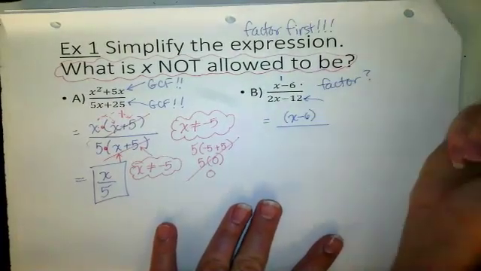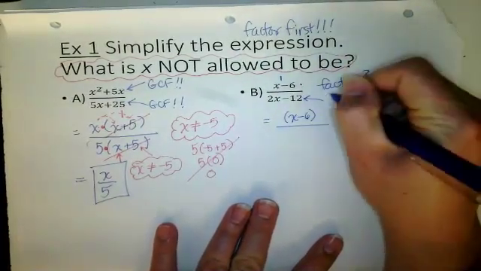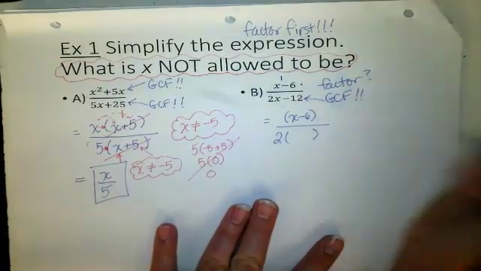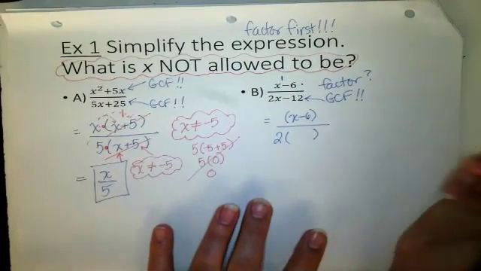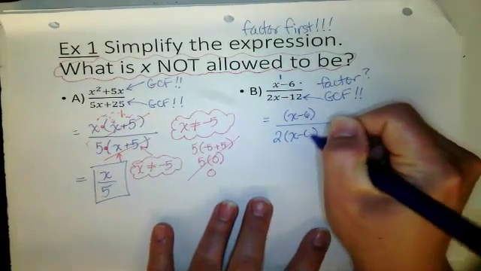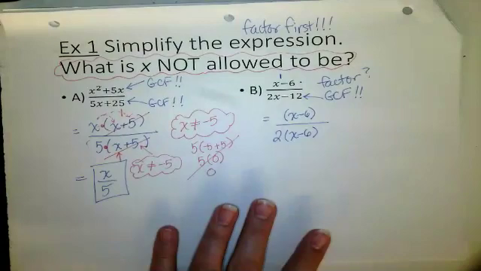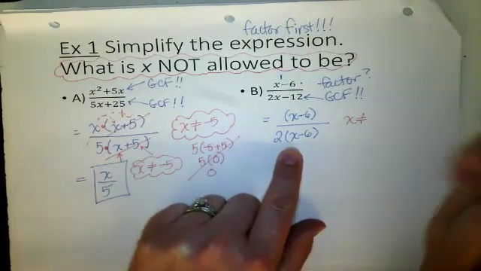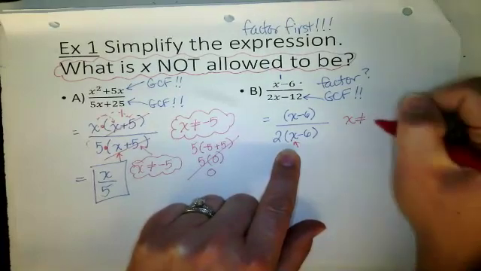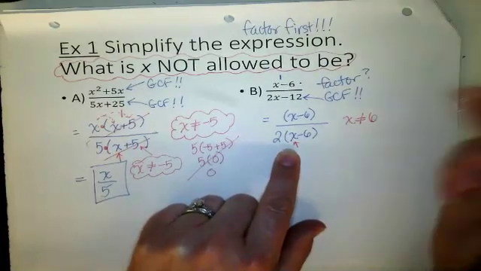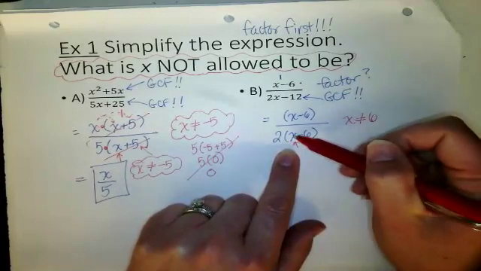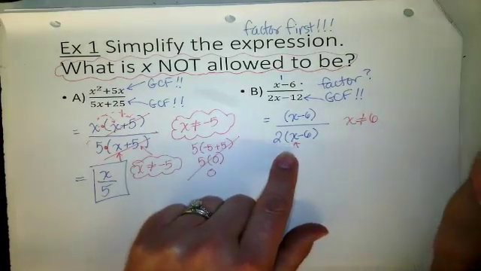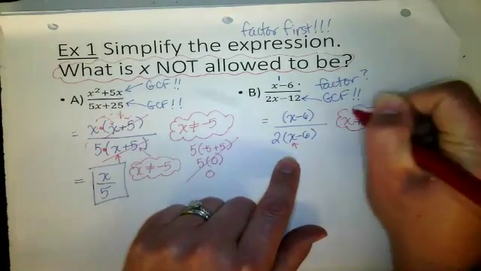What can we do with this 2x minus 12? Divide by 2. There's a greatest common factor here. We're going to take out the 2. If I take out the 2, what's left behind? X minus 6. Very good. So right now at this point, what's x not allowed to be? Positive 6. Very good. X can't equal 6, because if you plug in a 6, 6 minus 6 would be 0, and that would be undefined in the denominator. So that's part of what we call domain.